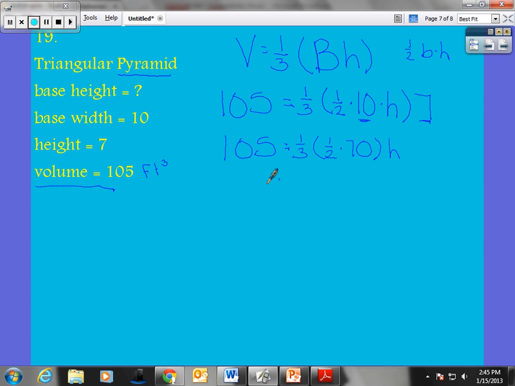I can say, hey, well, you know what? What is half of 70? Well, half of 70, as my boy Dr. J just told me, is 35. So I'll take 35 here. And then I'll times that by the height.